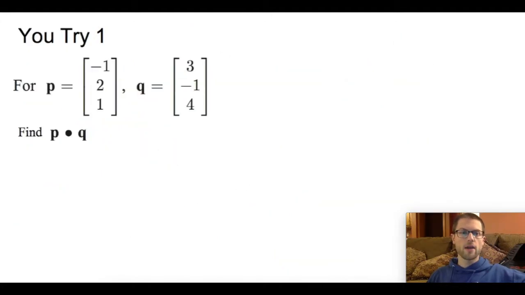So here's a U-try that I'd like you to do. This is not finding a unit vector, but this is finding the dot product. This is the same process as with 2 dimensions, and I encourage you to take a look at your resources if you're not sure how to find this dot product, although hopefully by now you do. So give this problem a shot and resume when you're ready to see the answer.